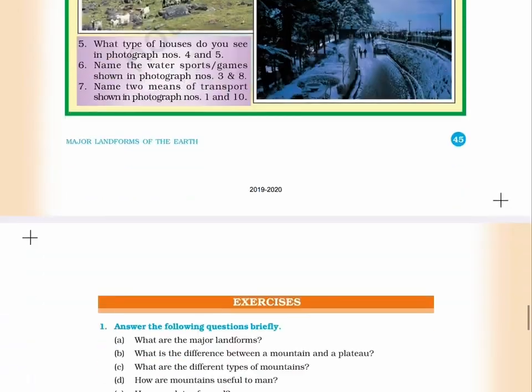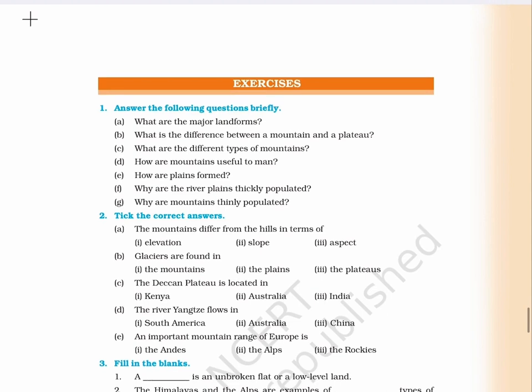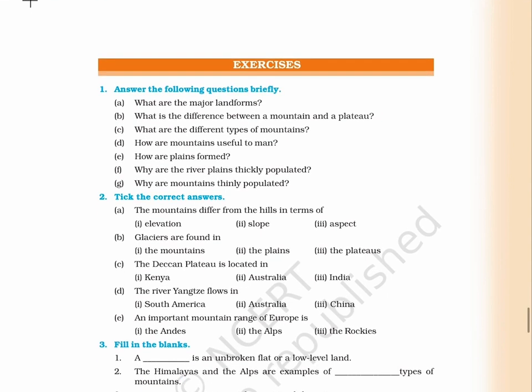Exercises. 1. Answer the following questions briefly. A. What are the major landforms? B. What is the difference between a mountain and a plateau? C. What are the different types of mountains? D. How are mountains useful to a man? E. How are plains formed? F. Why are the river plains thickly populated? G. Why are mountains thinly populated?